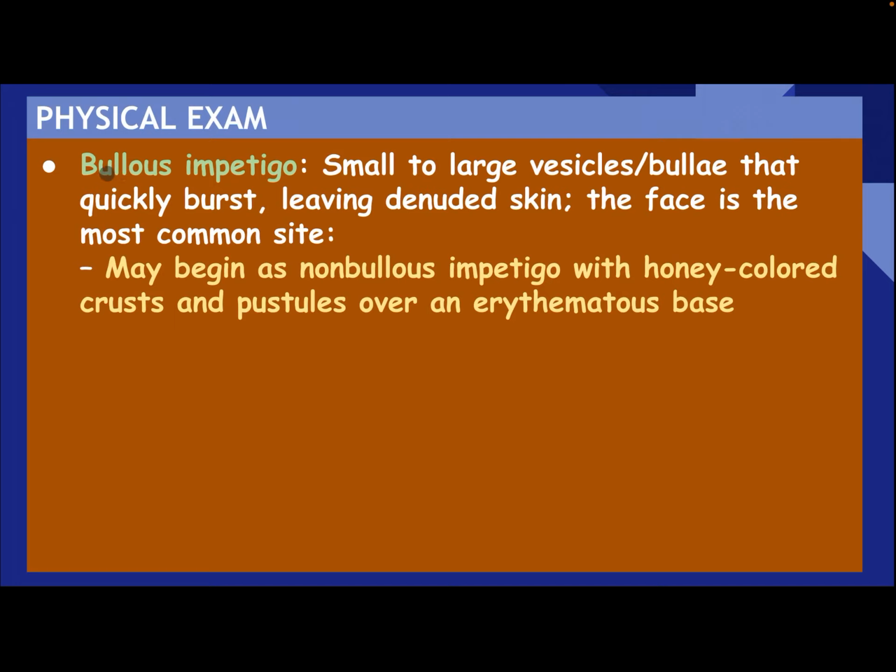Physical examination. Bullous impetigo: small to large vesicles and bullae that quickly burst, leaving denuded skin. The face is the most common site. Many begin as non-bullous impetigo with honey-colored crust and pustules over an erythematous base.